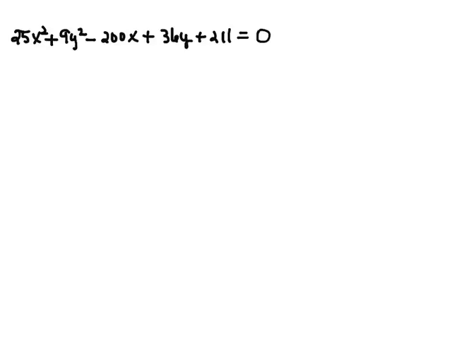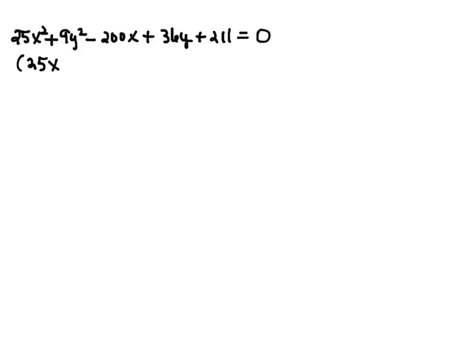We have the ellipse 25x squared plus 9y squared minus 200x plus 36y plus 211 equals 0. We want to write it in standard form and then sketch its graph. So in order to put this ellipse in standard form, we're going to have to complete the square, a process we talked about in the previous lesson.